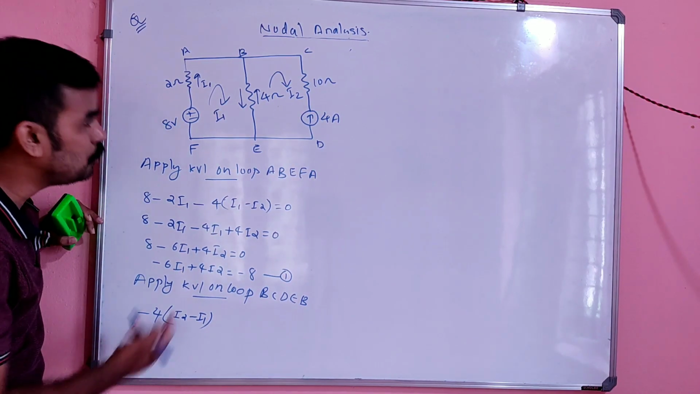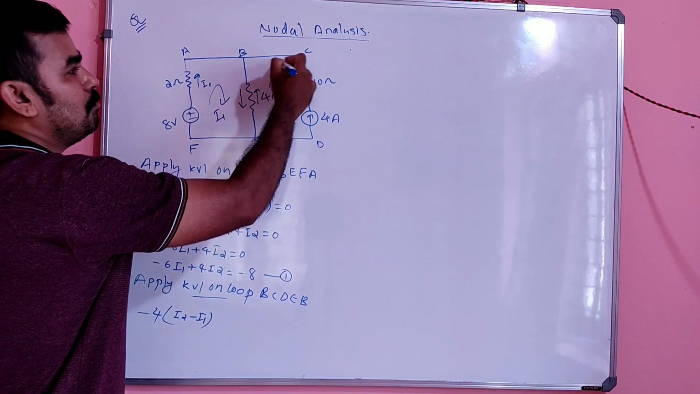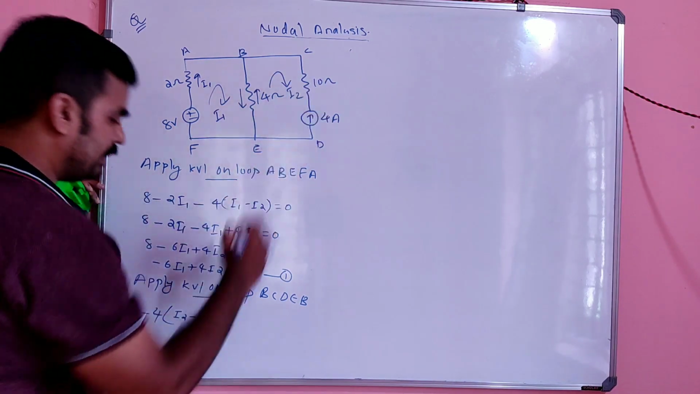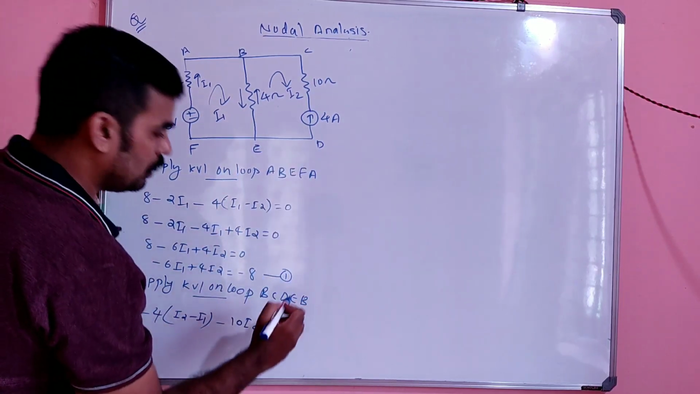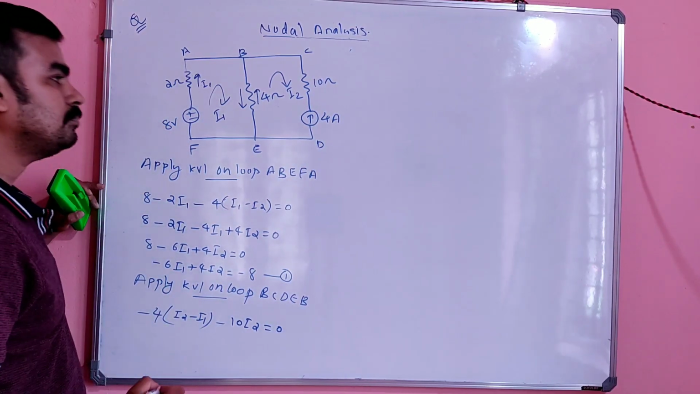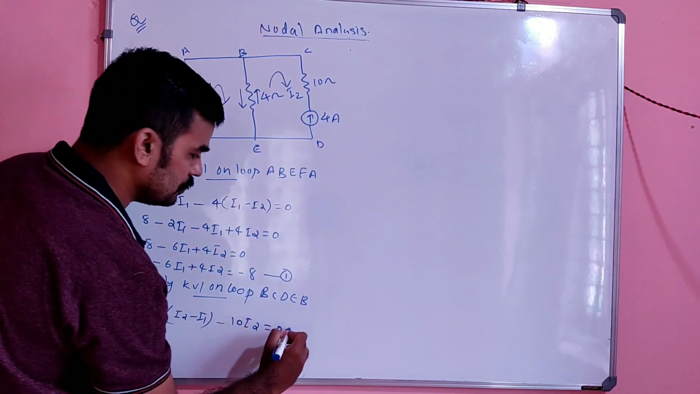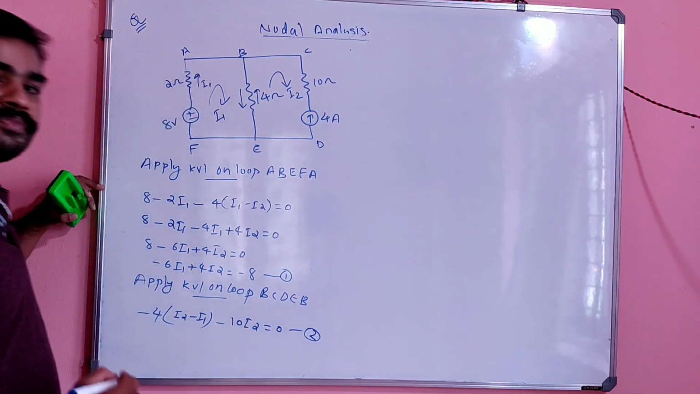So minus 4 into (I2 minus I1), and again coming to here it is simply minus 10 into I2, equal to what? 0. There are no other elements, so equal to 0. Let this be equation number 2.